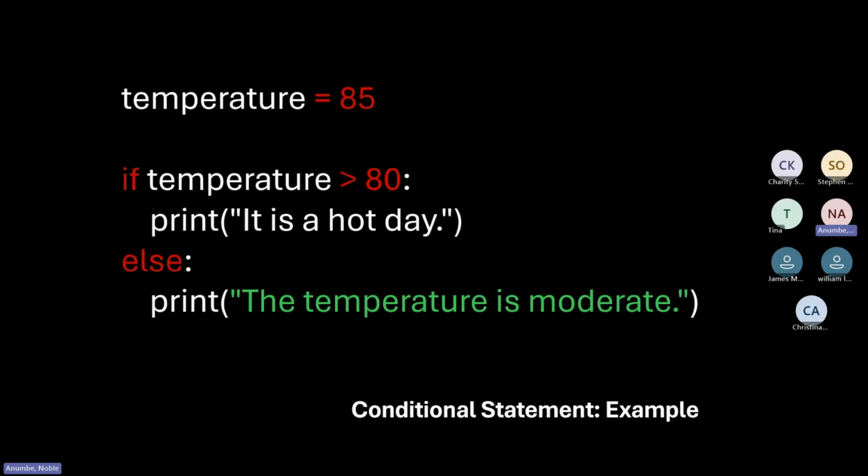But if the temperature is less than 80, it's going to ignore the print "it's a hot day" and then execute the else: the temperature is moderate.